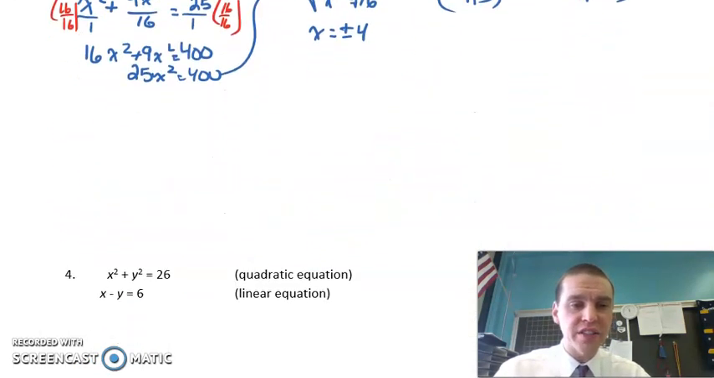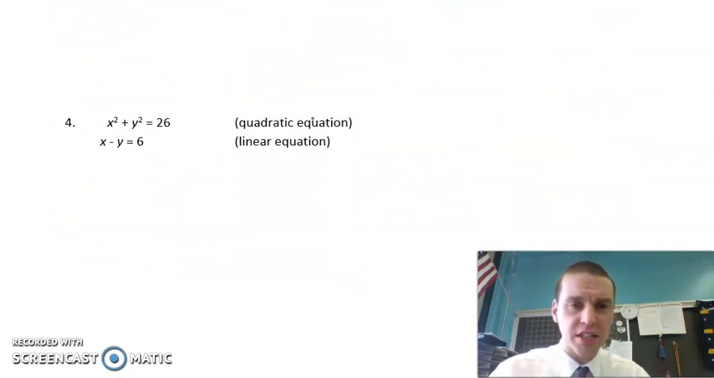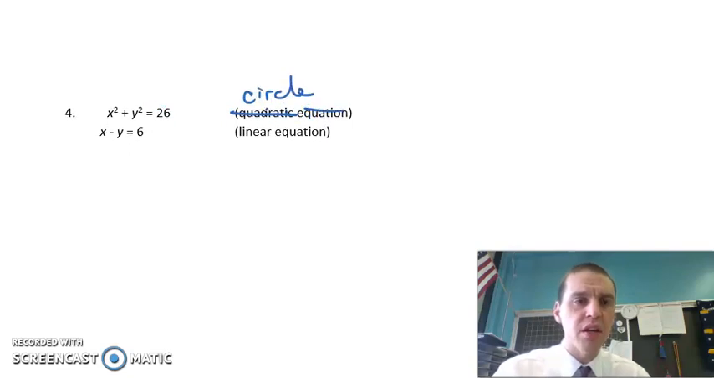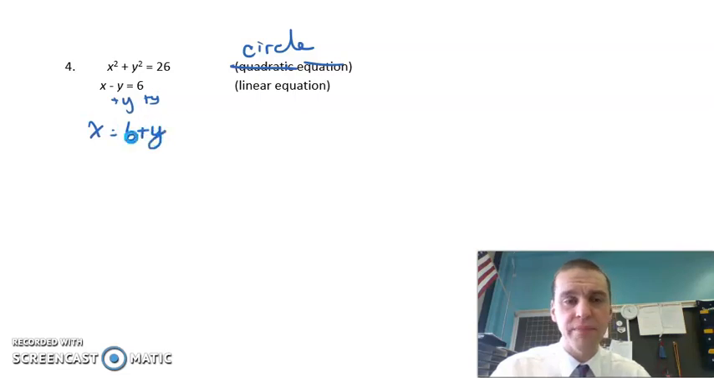The final example is the same idea, except just a little more difficult. Again, this should not say quadratic equation. This should say a circle. We're looking at something that doesn't just have what y equals, so you have to solve for one of these. You can solve for x or y. There's nothing wrong with either way. I don't like the negative y, so I'm going to add y here. I'm going to get x equals 6 plus y. And this idea that 6 plus y is what x is, I'm going to plug that in.